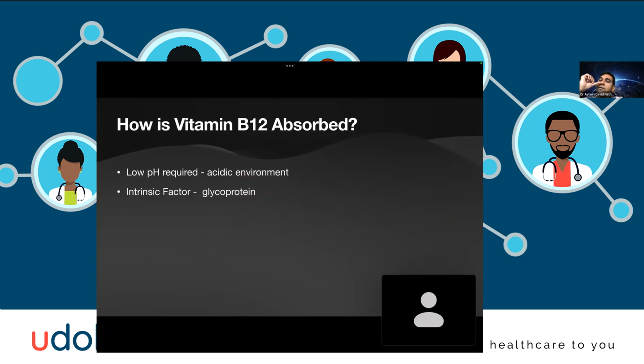Now, how is vitamin B12 absorbed? There's two vital components that we require to absorb vitamin B12. The first component is a low pH. So low pH will indicate an acidic environment, which is perfect inside the stomach itself. The low pH environment allows the vitamin B12 to be released effectively from the food itself.